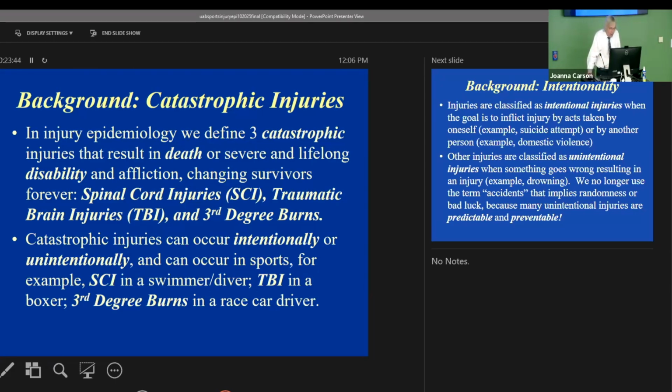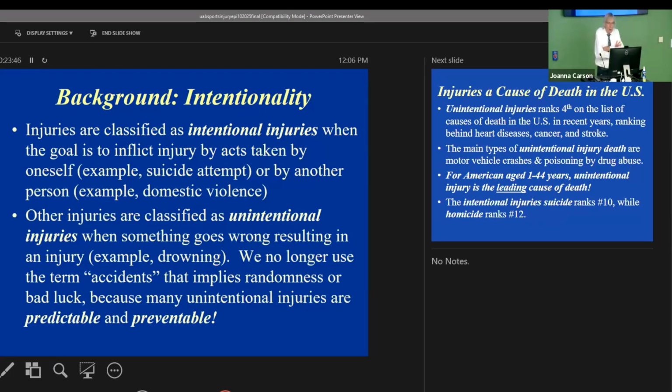On that note, intentionality. We always talk about that in injury epi. Intentional means, I think, the dictionary definition. If my intent is to harm myself or harm somebody else, where's Paul? And I do something to myself or to him that's resulting in an injury, that's an intentional injury. Unintentional injuries we used to call accidents.